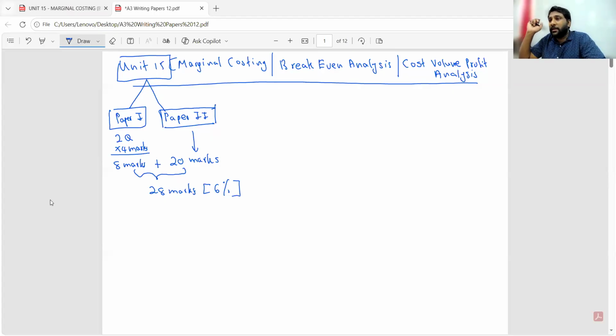Heading itself is a learning. Because sometimes in your A-level paper, they can ask by referring to marginal costing. They can ask by referring to break-even analysis. They can ask the question by referring to cost volume profit analysis. So every word is used for the content which is there in unit number 15. Understand that first. As I told you, I'll explain this complete unit using a story.